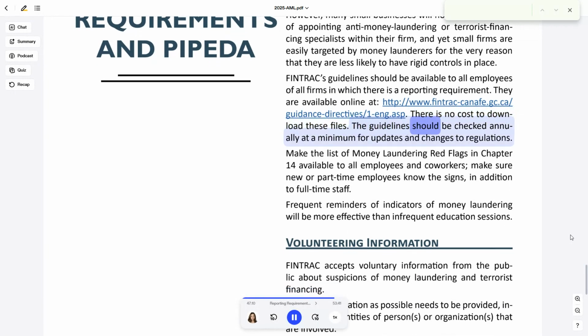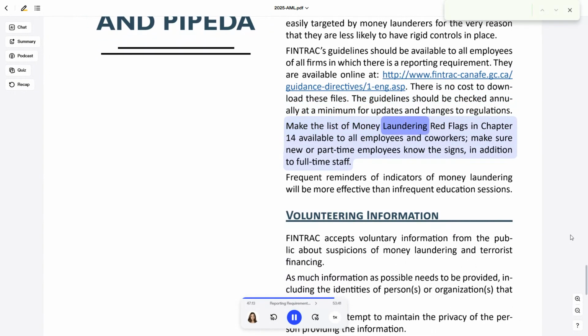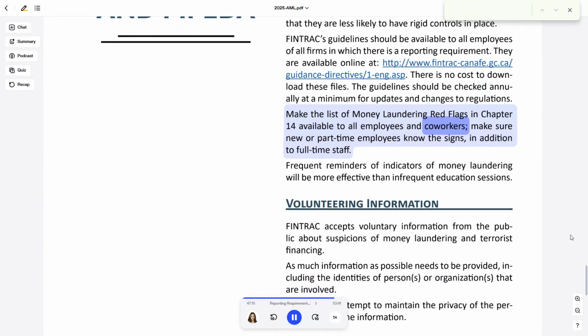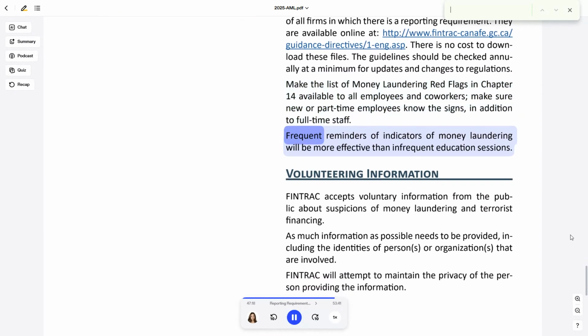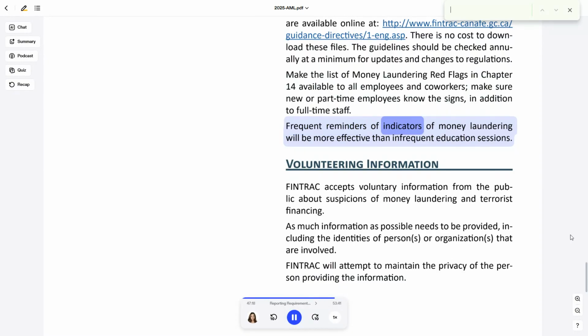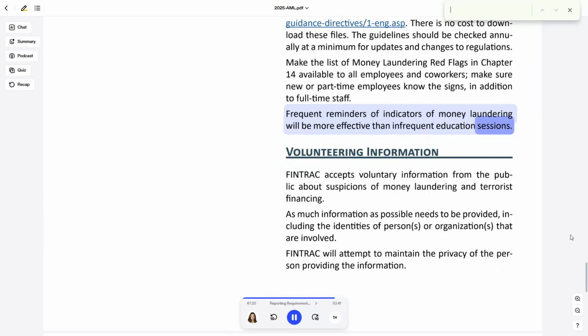The guidelines should be checked annually at a minimum for updates and changes to regulations. Make the list of money laundering red flags in Chapter 14 available to all employees and coworkers. Make sure new or part-time employees know the signs, in addition to full-time staff. Frequent reminders of indicators of money laundering will be more effective than infrequent education sessions.